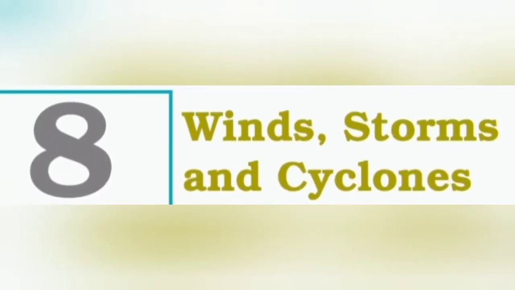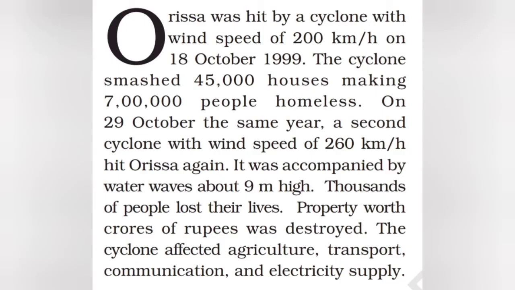Chapter number 8, Winds, Storms and Cyclones, Class 7th. So let's start. Odisha was hit by a cyclone with wind speed of 200 km per hour on 18 October 1999. The cyclone smashed 45,000 houses, making 7 lakh people homeless.